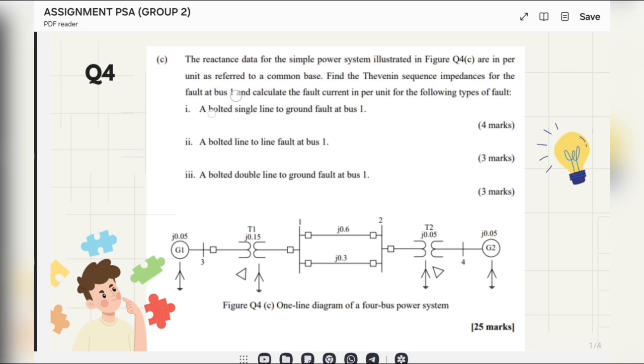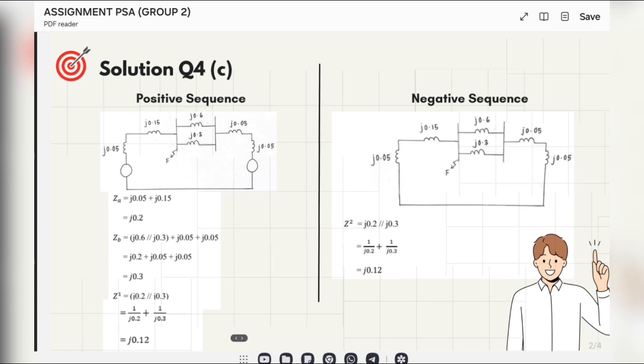So before we find these three, we have to draw the positive sequence, negative sequence and zero sequence for the one line diagram of a 4-bus power system. Firstly, we have to draw the positive sequence. We have the generator symbols and we have to find where the fault occurs. The fault occurs at bus 1. So we have to look from bus 1 and see which impedances are in parallel. So this part is parallel with this part.